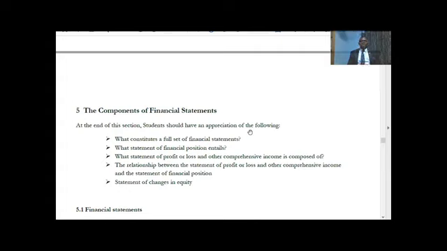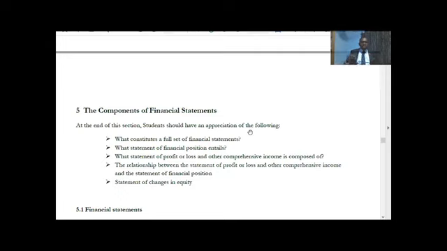Now, at the end of this section, students should have an appreciation of the following. 1. What constitutes a full set of financial statements? 2. What does the statement of financial position entail? 3. What is the statement of profit or loss and other comprehensive income composed of?